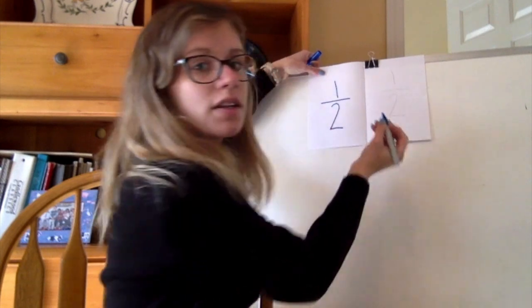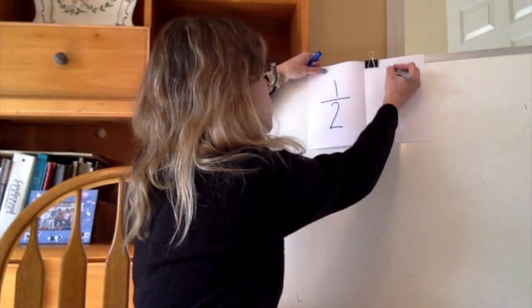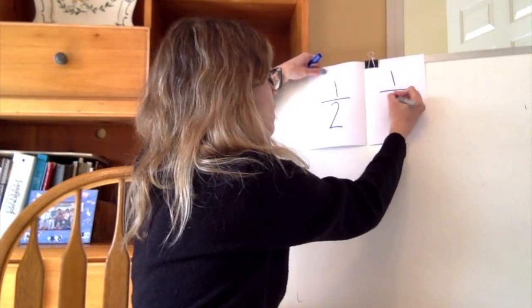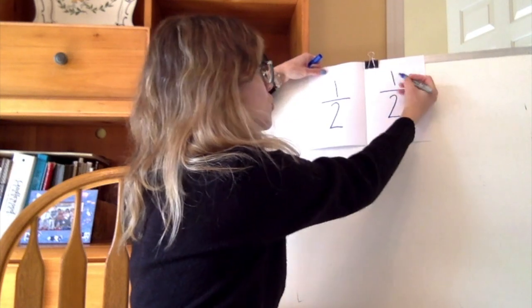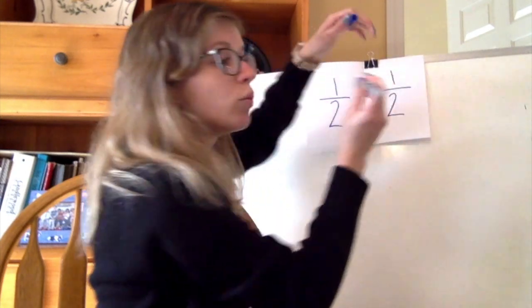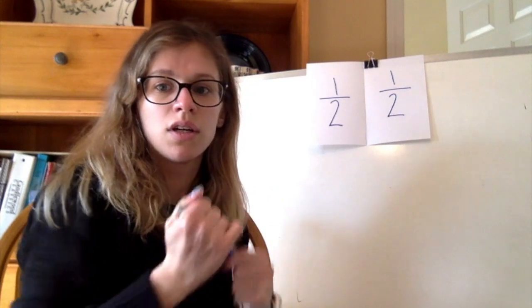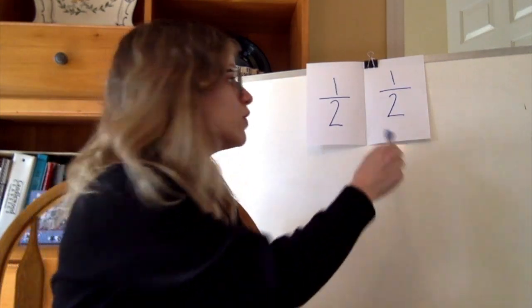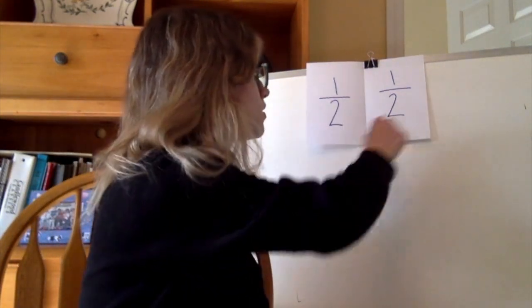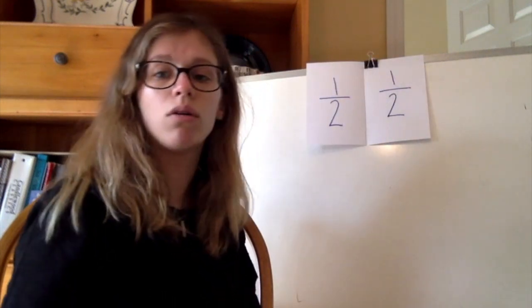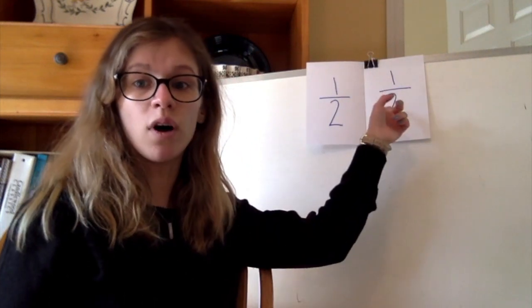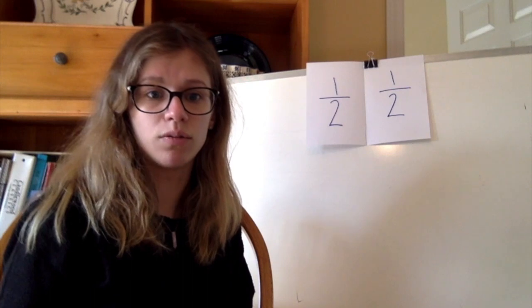And the only reason I'm writing this in Sharpie is because it's kind of difficult to see. And 1/2. So 1 is my numerator, and 2 is my denominator. I have 2 parts that make up my whole, and this is 1 part of that whole. So the directions are on the next slide.